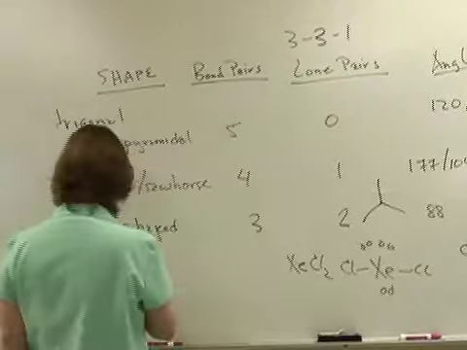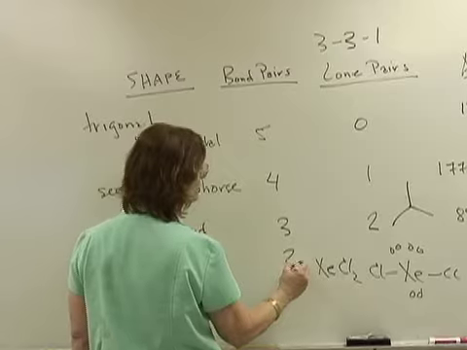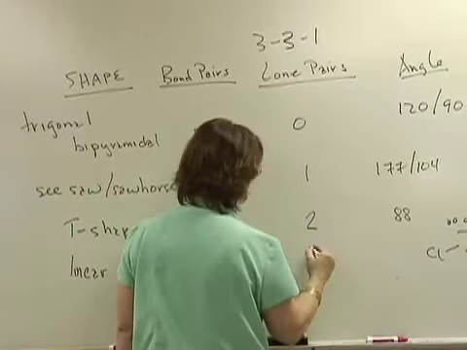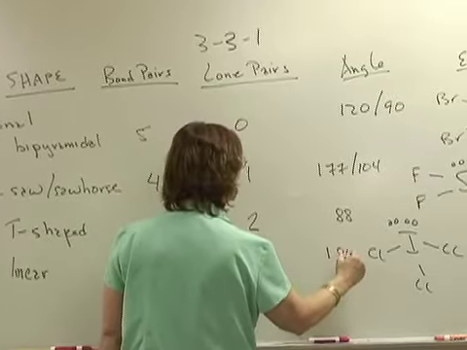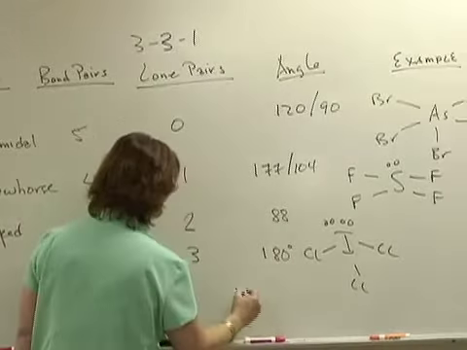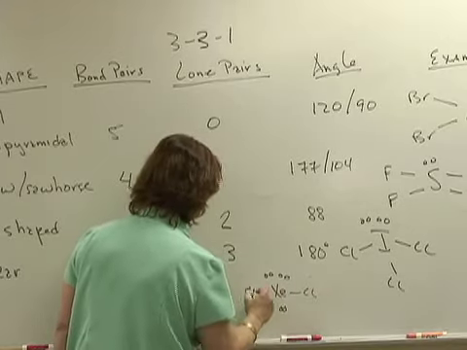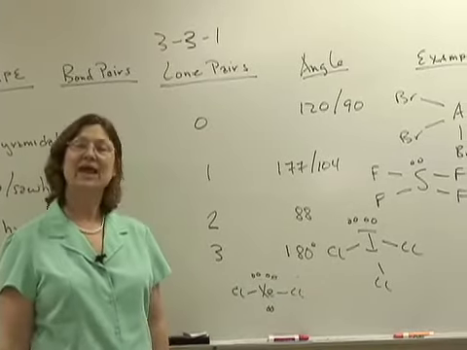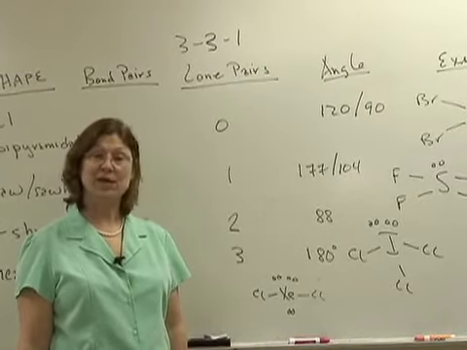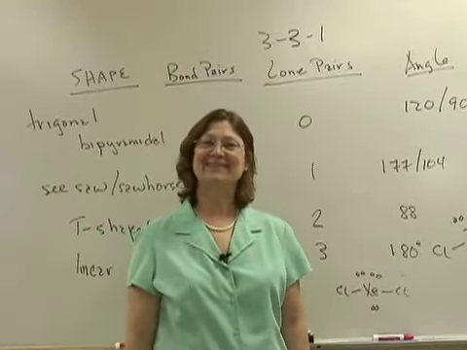So we have linear, we have 2 bond pairs and 3 lone pairs, and a 180 degree, and it looks like this. And that would be the linear shape. Now we have 3 more to go, and they're going to have 6 potential bond pairs. And I'll be right back.